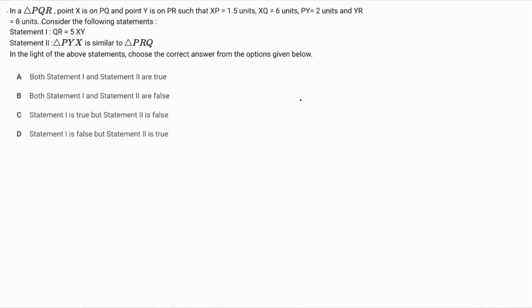Alright, so in triangle PQR, point X is on PQ and point Y is on PR, such that XP is 1.5, XQ is 6, PY is 2 and YR is 8. Consider the following statements. Okay, so guys, we have a triangle PQR. Let's construct triangle PQR first. Point X is on PQ, such that XP is 1.5. So I'll take, suppose point X as here, XP is 1.5 and XQ is 6.